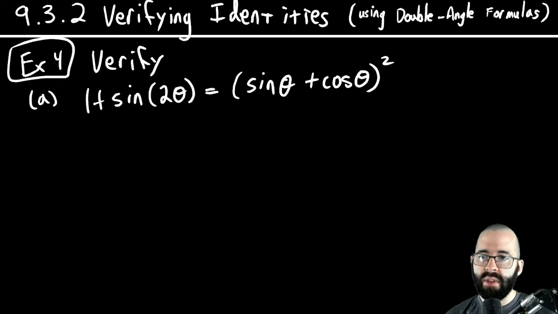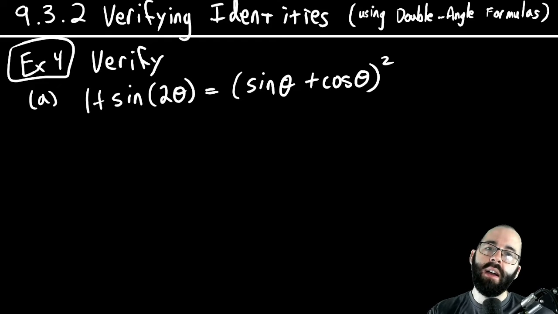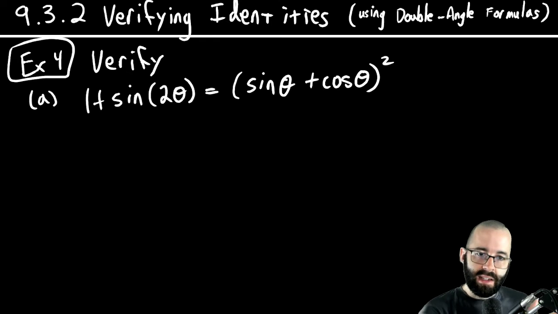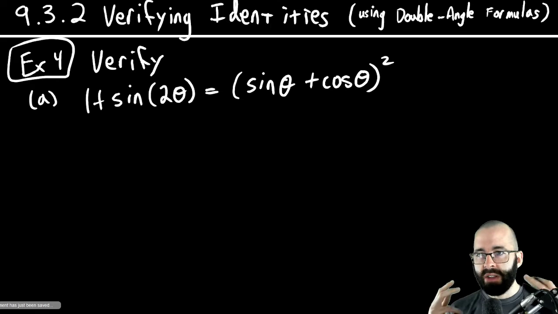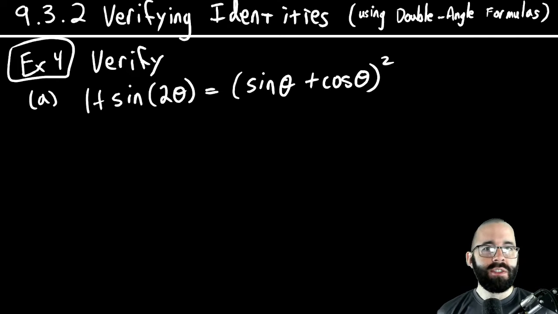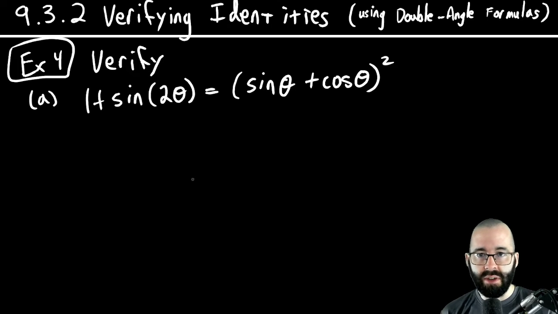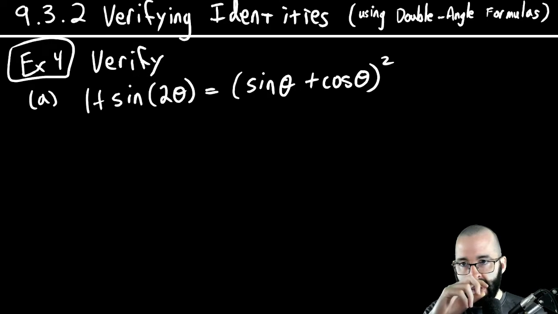So one of our rules of thumb with verifying identities is to start with the more complicated side. In this one, it's up for interpretation. I think there's a little bit more to do with the right-hand side, but the left-hand side has that double angle formula just waiting to be used. So again, you can start with either one. You can do both, but if you do both, you have to do them separately. Don't start with what you're trying to prove.